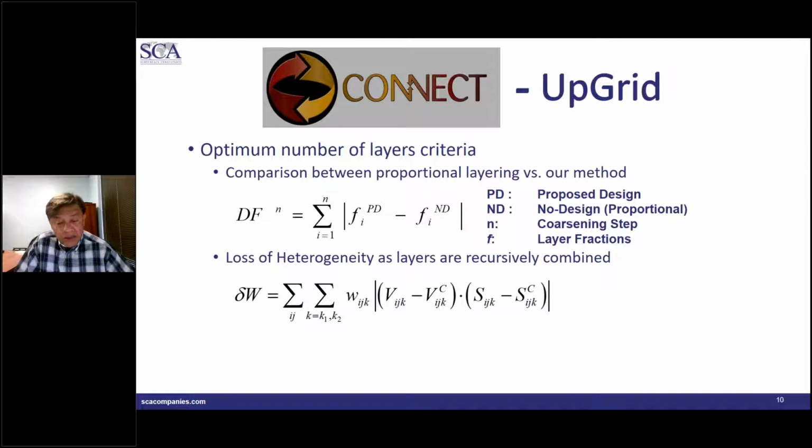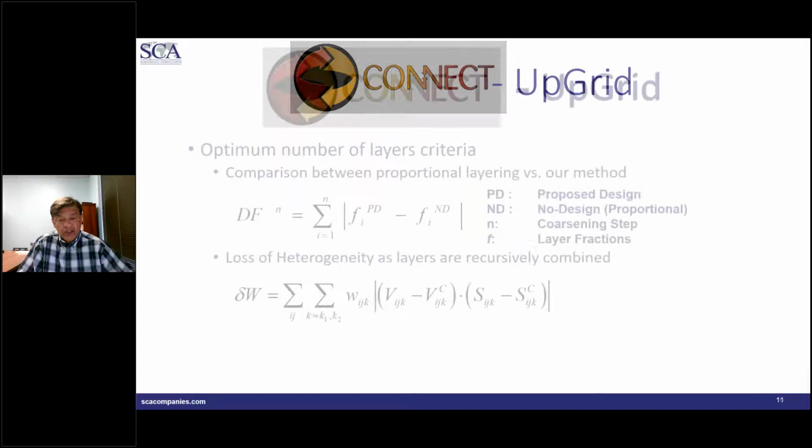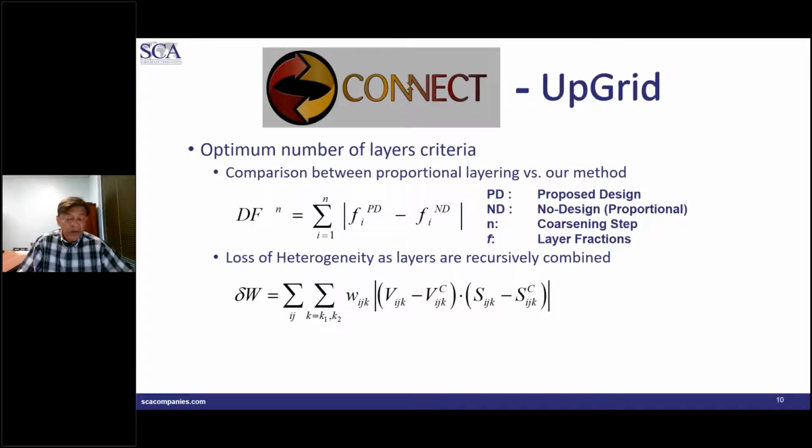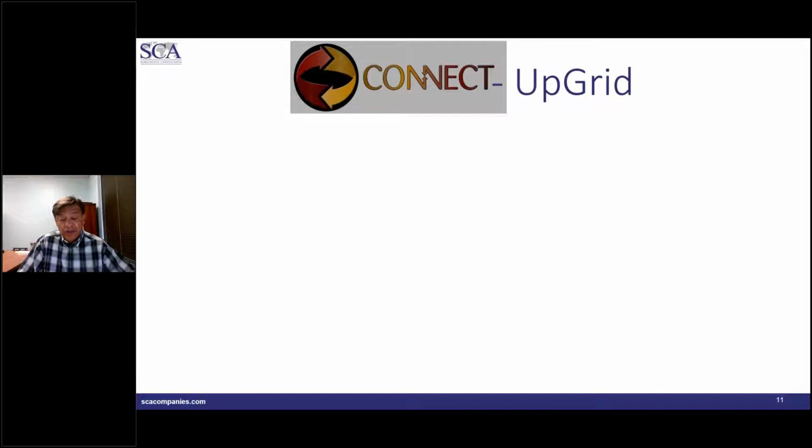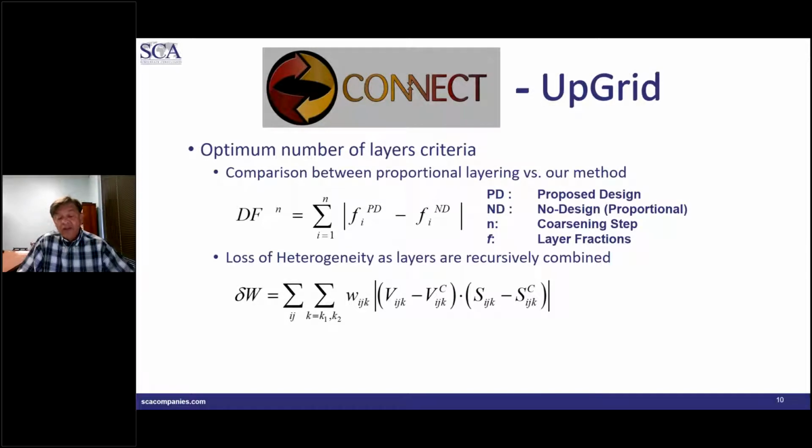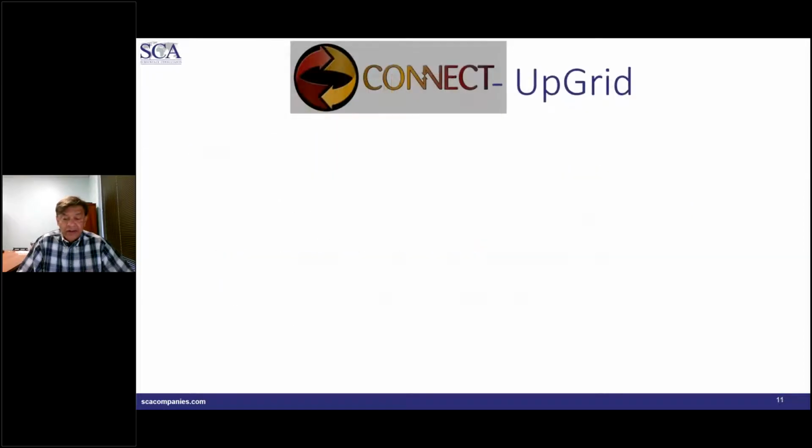The way upgrade works is that we look at a process by which we can look at the difference between combining the layers using proportional layering versus combining the layers using our method, how much is the difference between those two methods. And the larger the difference, we believe that our method is working better. So this is one way we can look at it. And you can see the loss of heterogeneity as our calculation at the bottom, which looks at the difference between both the velocity and slowness.